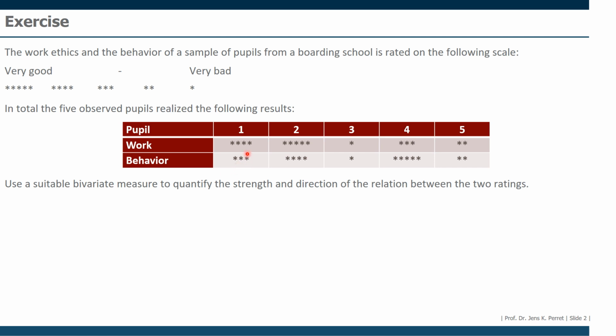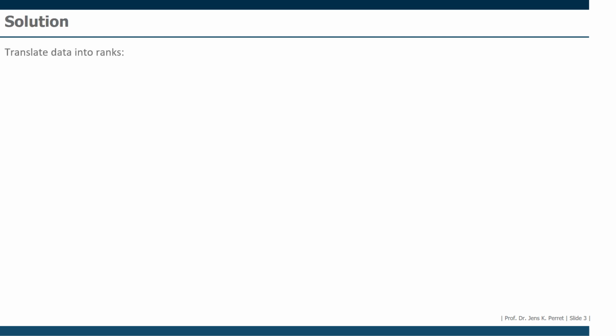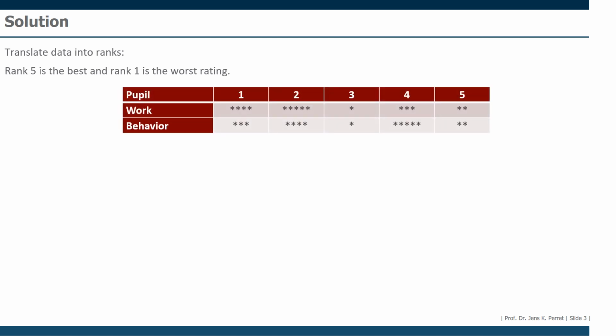First we need to turn these evaluations into numbers. That's actually the first step we're going to do. We translate our data set into ranks. So we're going to take our data set as is, and then apply the following ranking scheme. The best evaluation is rank 5. The worst evaluation is rank 1.